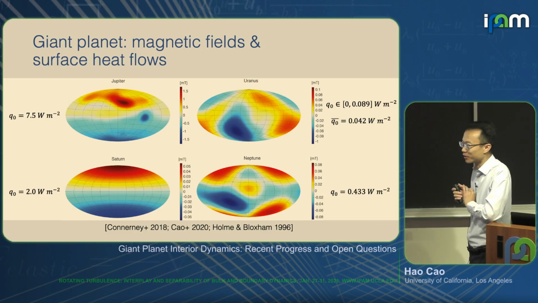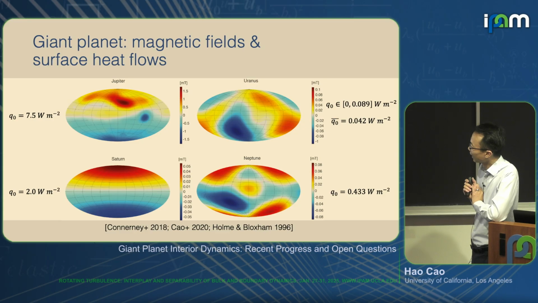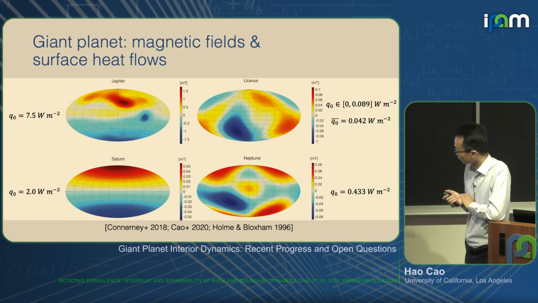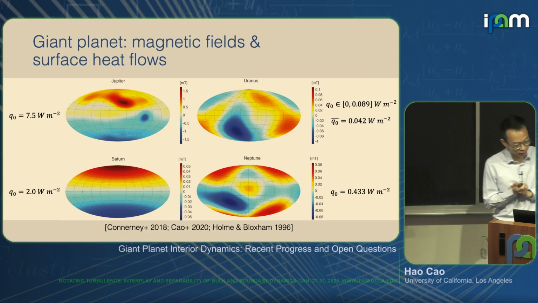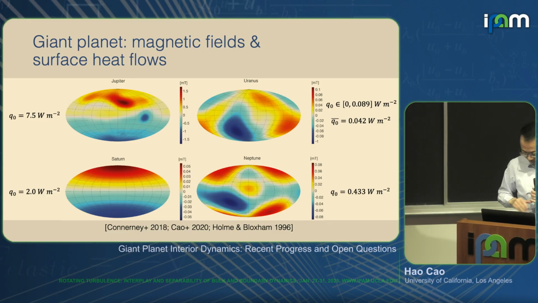We do know the four giant planets have a magnetic field. Jupiter has a really strong magnetic field, and we have also confidently measured their internal heat flux, except for the case of Uranus, and they also have a quite healthy amount of cooling.